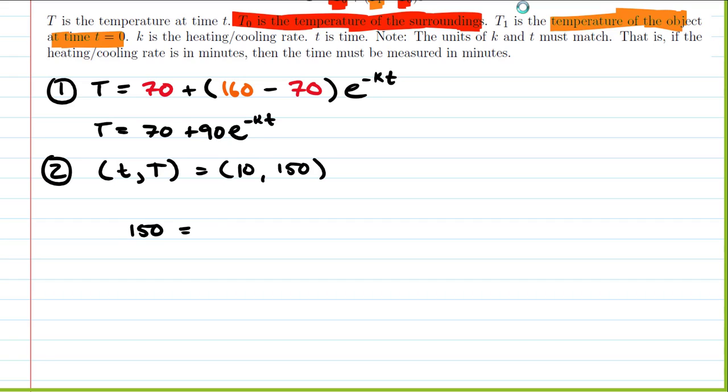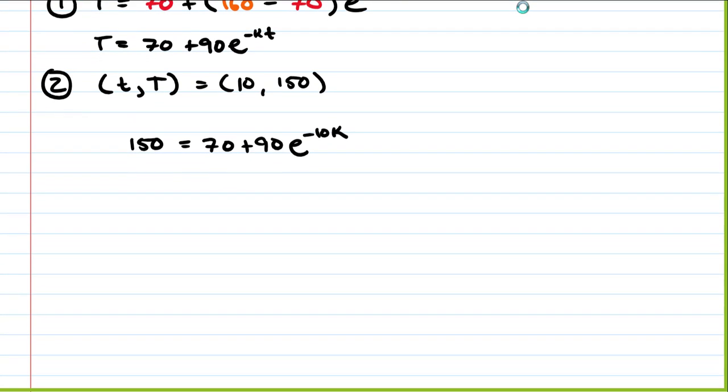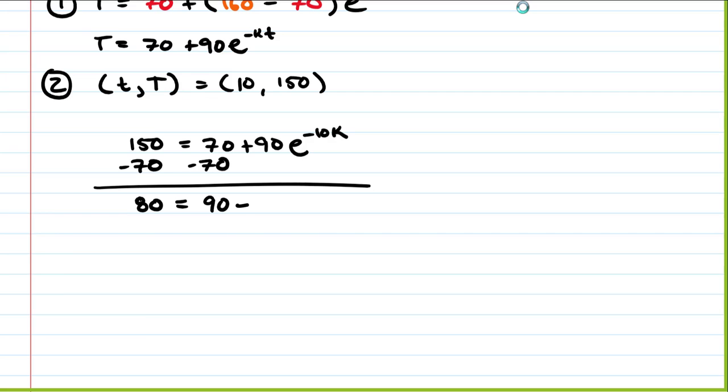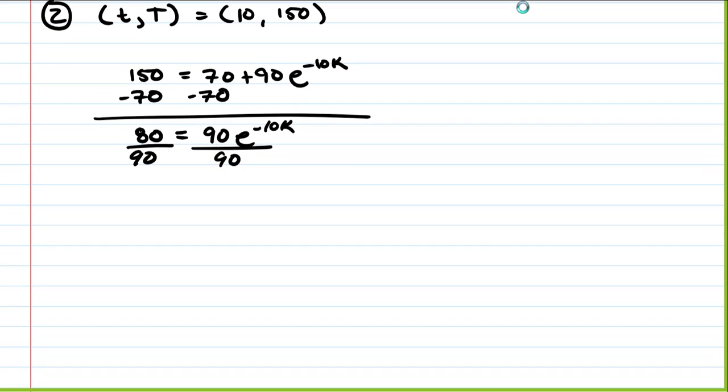So 150 is equal to 70 plus 90 e to the negative 10k. So we need to resolve this equation. Our first step is we need to isolate our exponential. So we minus 70 from both sides, and this gives us 80 is equal to 90 e to the negative 10k. We divide by 90 to continue isolating our exponential. So that gives us 8/9 is equal to e to the negative 10k.